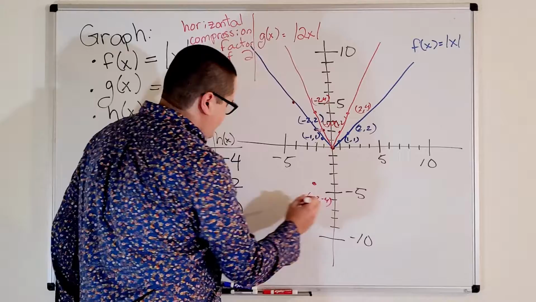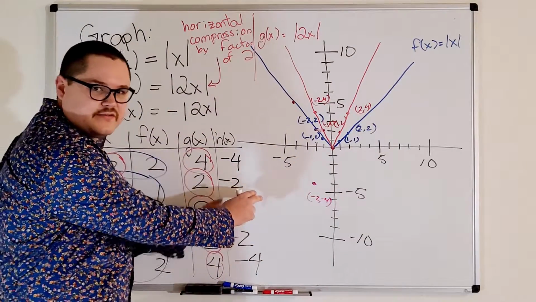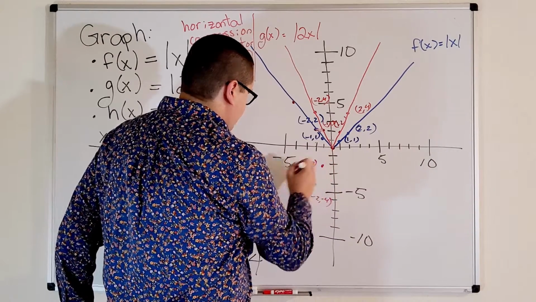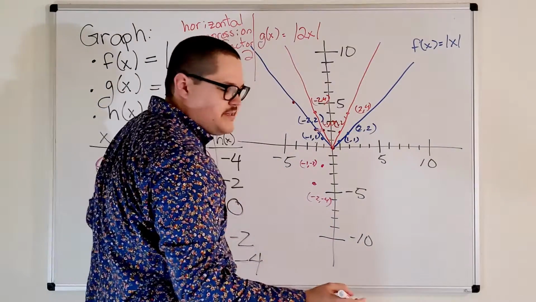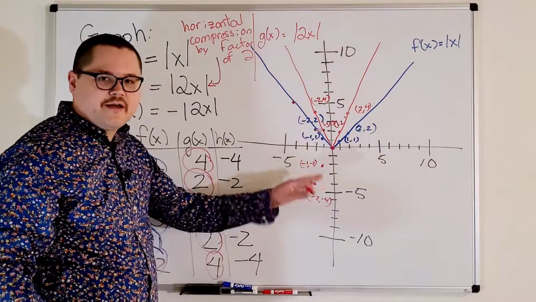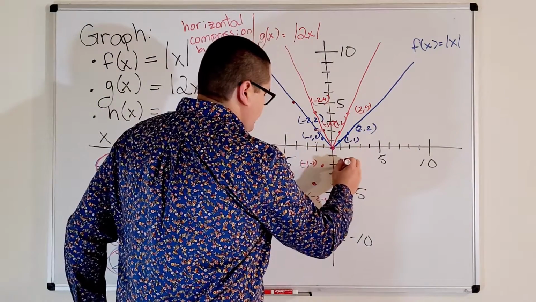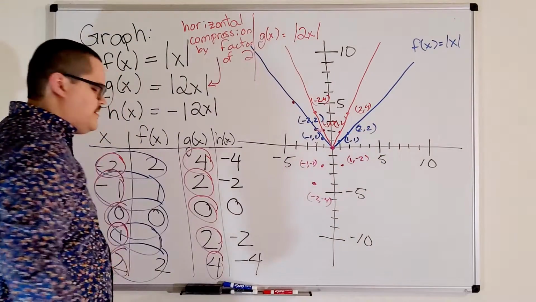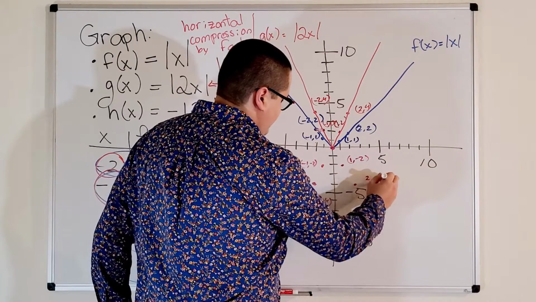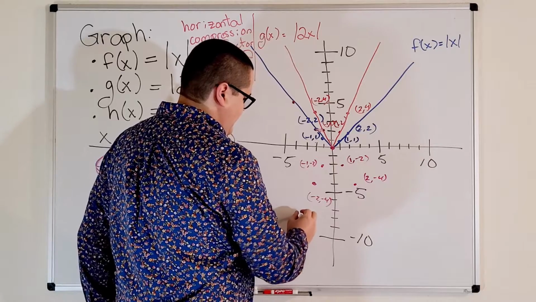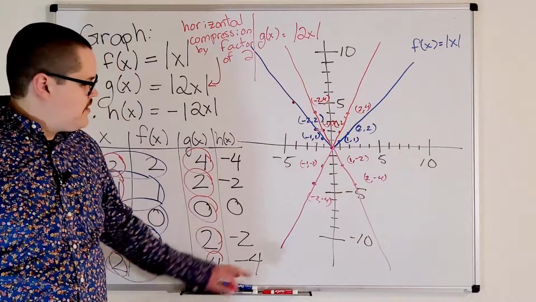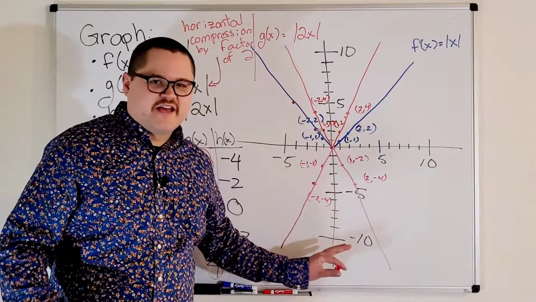Then negative 1, comma negative 2. Left 1, down 2. Then 0, comma 0. That's the origin. Then 1, comma negative 2. Right 1, down 2. And finally 2, comma negative 4. So this curve right here is our h of x.